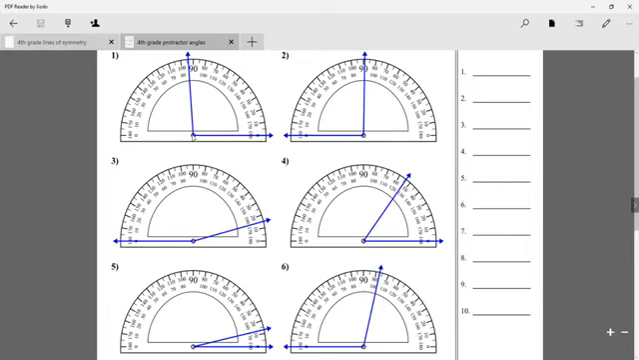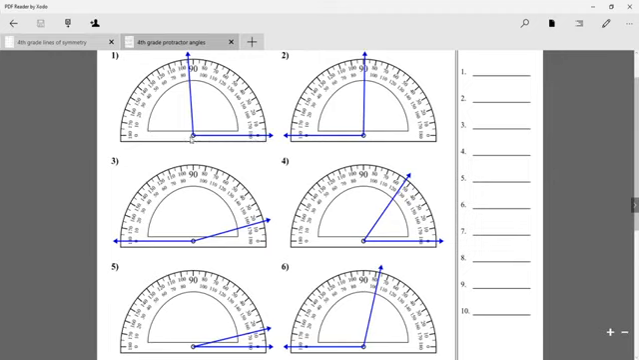It doesn't matter which line you line it up. You could line it up with this line as well, but you just have to make sure that the angle is inside this part of the protractor. If the angle is out here, then you're not going to have the numbers to see what the angle is. So you need to just make sure that the angle is inside of the numbers, inside of this semicircle of the protractor.